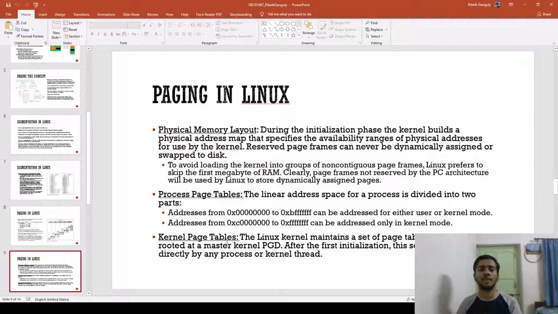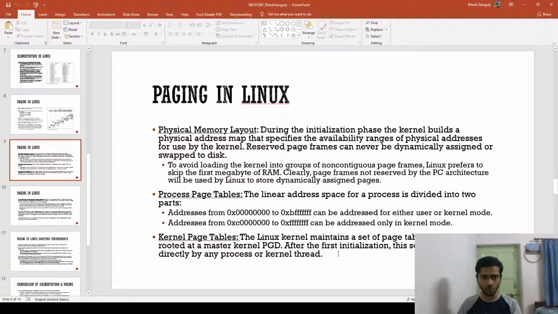There are also some kernel page tables. The Linux kernel actually maintains a set of page tables for its own use, rooted at a master kernel PGD.